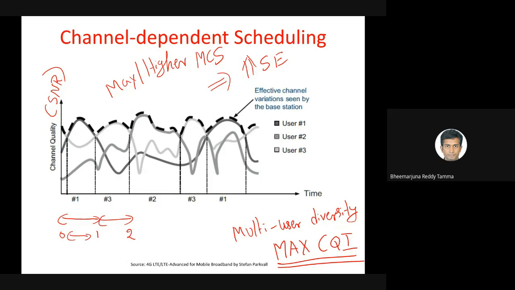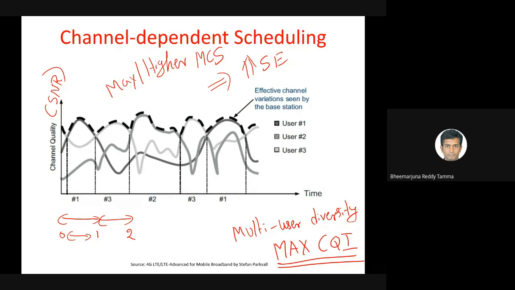Yes, you try to exploit this multi-user diversity, but at the same time be mindful about the QoS requirement of various flows, and try to do some trade-off between these two. That means improving the spectral efficiency and ensuring fairness and solving the starvation problem for the users who are always experiencing bad channel quality.